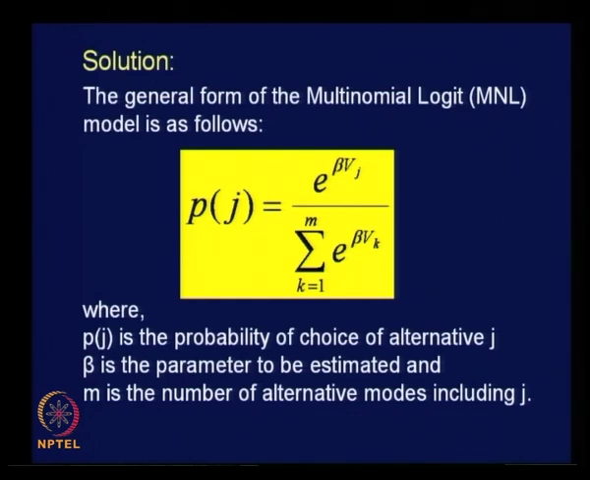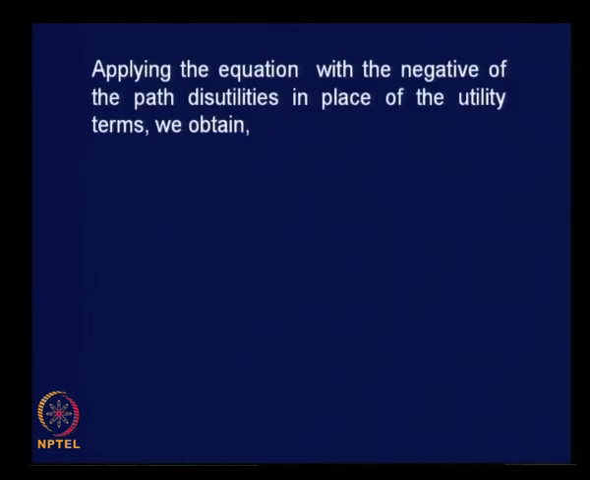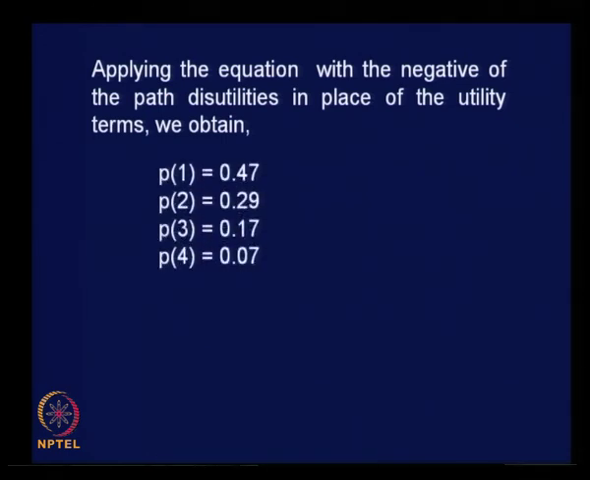Is that clear? Now, applying this equation with the negative of the path disutilities. Disutilities are given as some numbers 1, 1.5 etc., and we must take the negative of those values for application in the model, right, e power minus of something. In place of the utility terms, we obtain these results. I am just giving you the probabilities directly because it is simple substitution of the numbers in the equation.